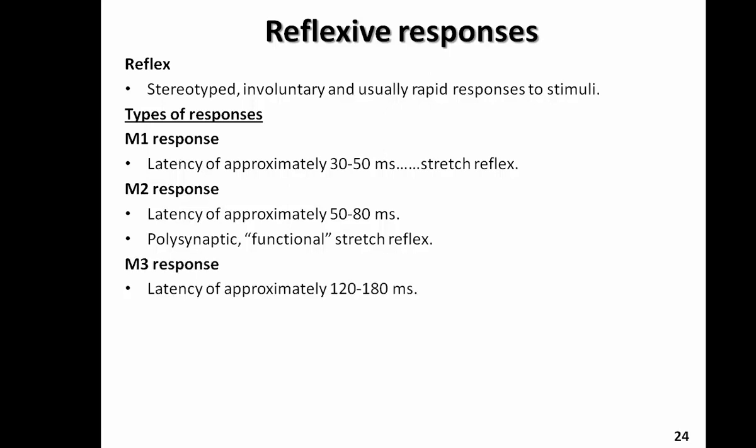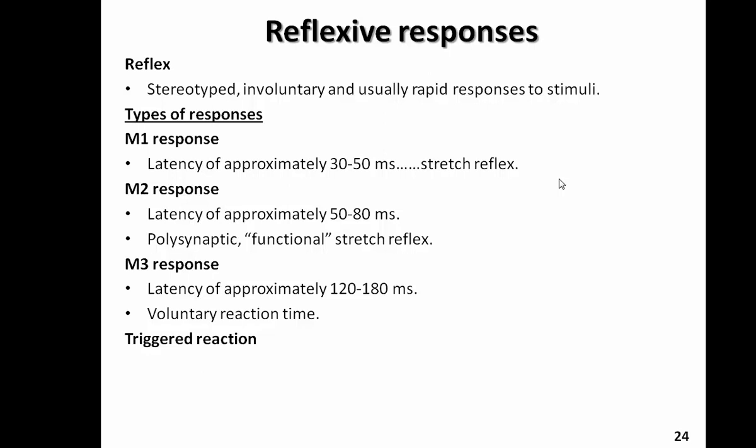The M3 response has a latency that's longer than both M1 and M2, and this is voluntary reaction time. So voluntary reaction time is conscious, so that a person will perceive a stimulus and generate a muscular contraction to that stimulus. And because that information has to be communicated and interpreted in the brain, it has to travel a longer pathway, involve more synaptic connections, and will therefore take longer.